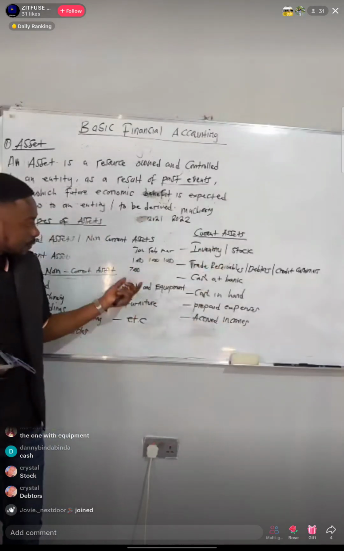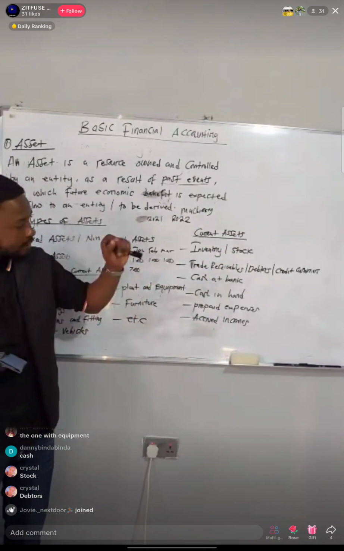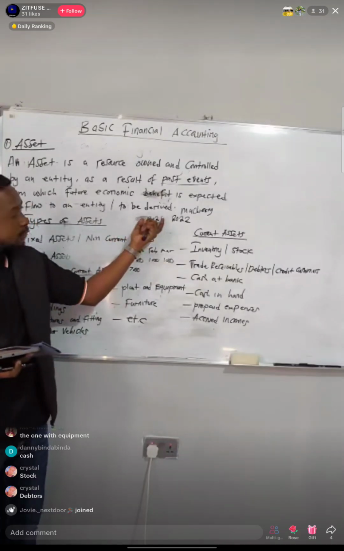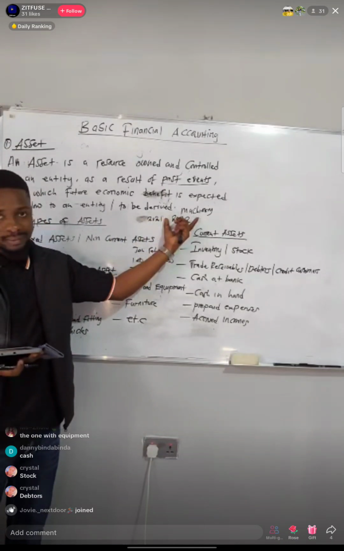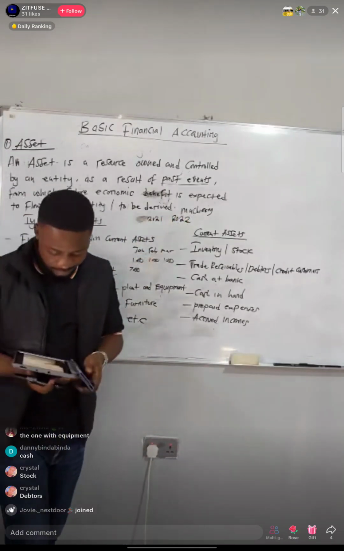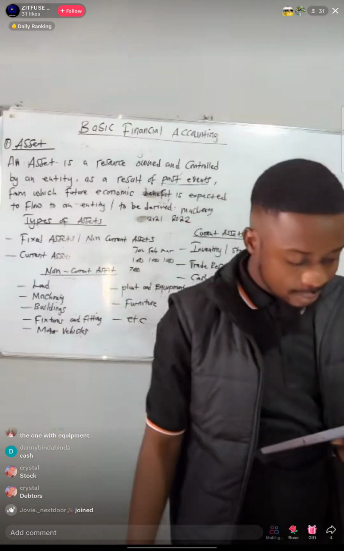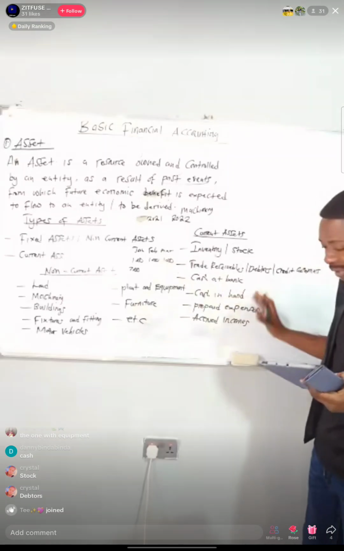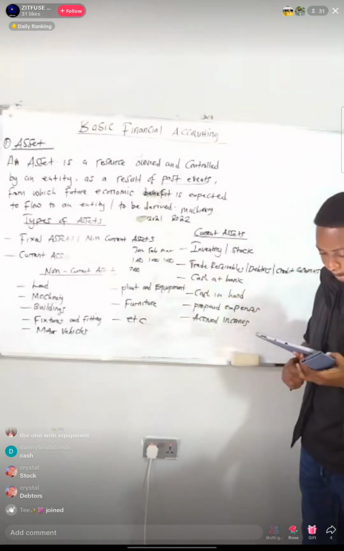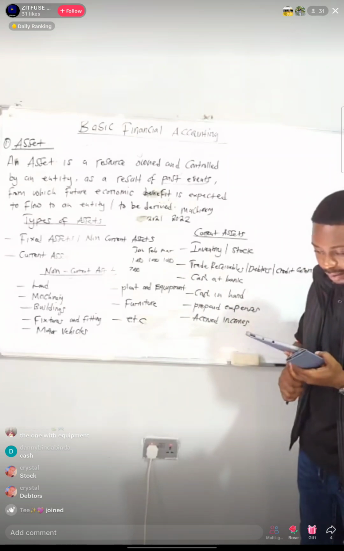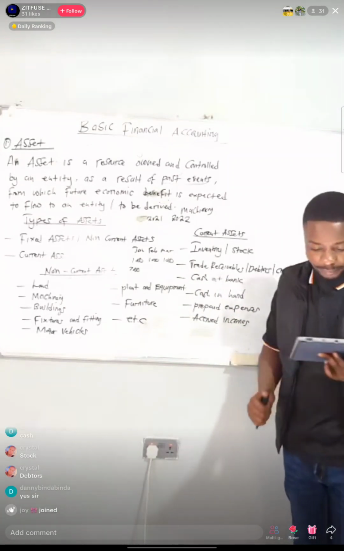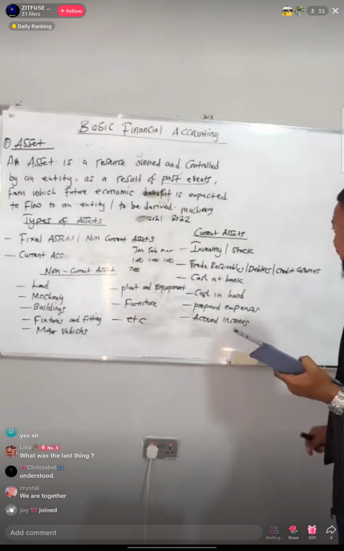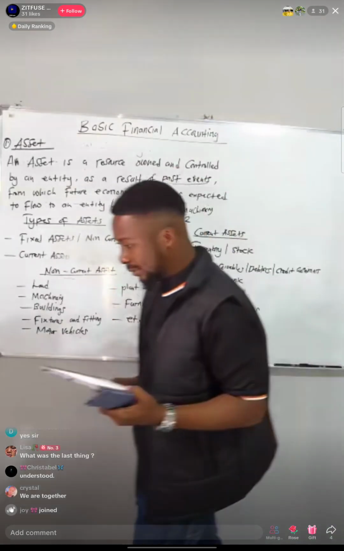Accrued income is income that you've earned in the current accounting period, but you receive it in the next accounting period. I hope what I'm saying is making sense. Kindly confirm if we're moving together, if you've understood what I've just explained. Are we together? Can I wrap this part up?